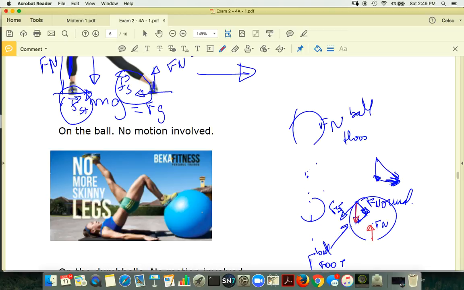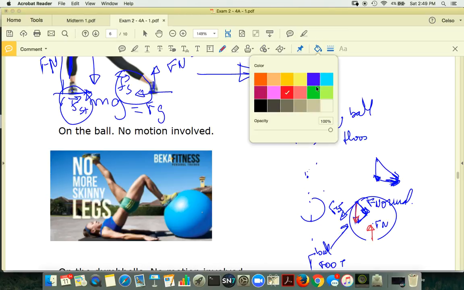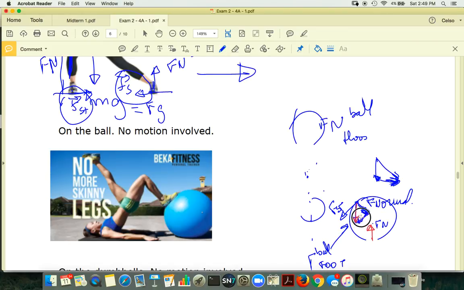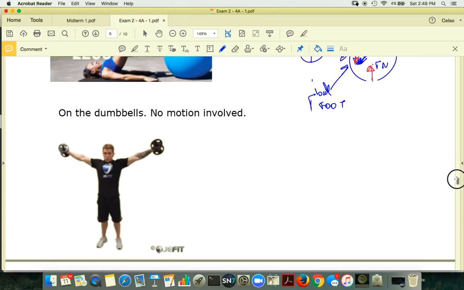If there is no motion, this force can be broken down into two components. One is the normal, and the other one is a static friction that runs that way. When you add these two forces, the reaction has to be vertical, and everything is perfectly balanced. That's the force on the ball.